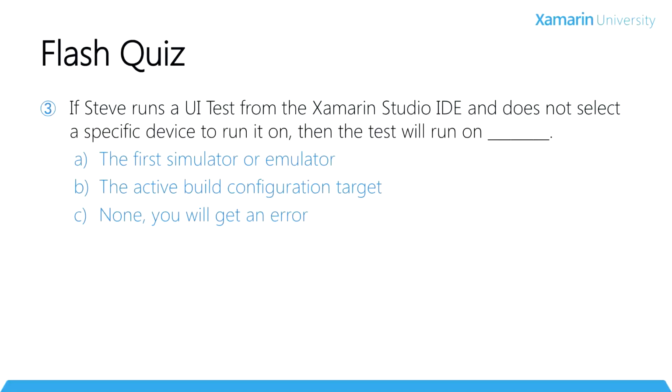And question 3. If Steve runs a UI test from the Xamarin Studio IDE and does not select a specific device to run it on, then the test will run on what? Is it A, the first simulator or emulator, B, the active build configuration target, or C, none, Steve will get an error? Well, that's going to pick up the active build configuration target, and you can set that right in your IDE dropdown.